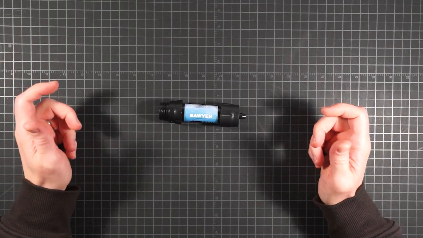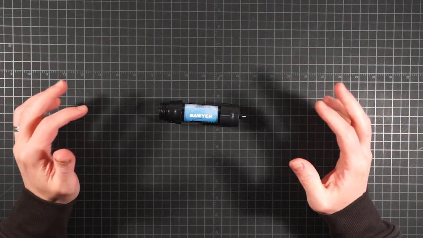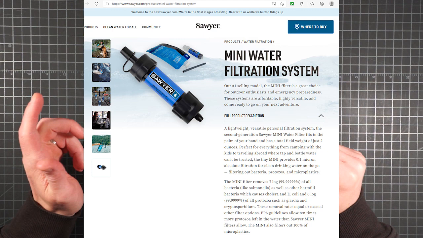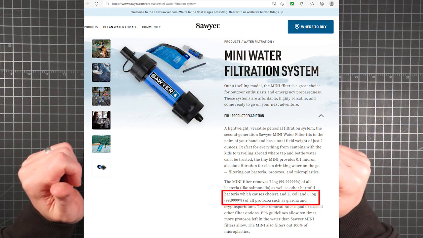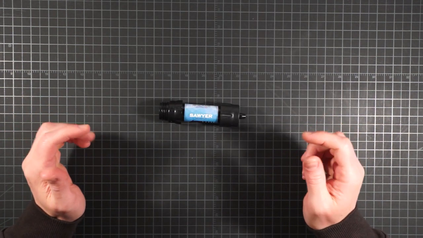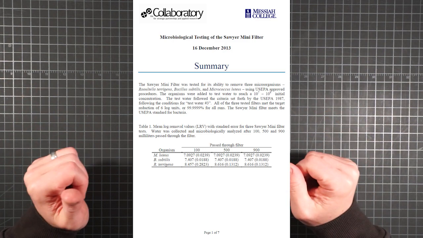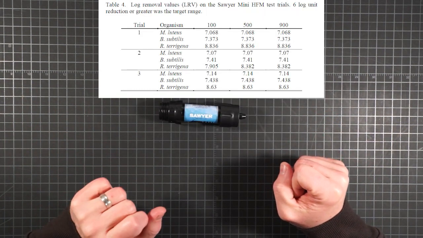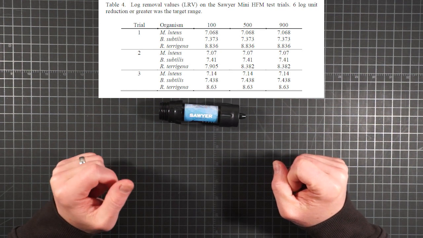Like the Katadyn BeFree, the Sawyer Mini is another one whose advertising isn't at the level of their test results for some reason. And currently, their webpage only claims 6 log cyst removal. But in any event, they do have a lab report with tests performed to US EPA standards. In this case, they used Micrococcus luteus as an approved surrogate for Giardia cysts.